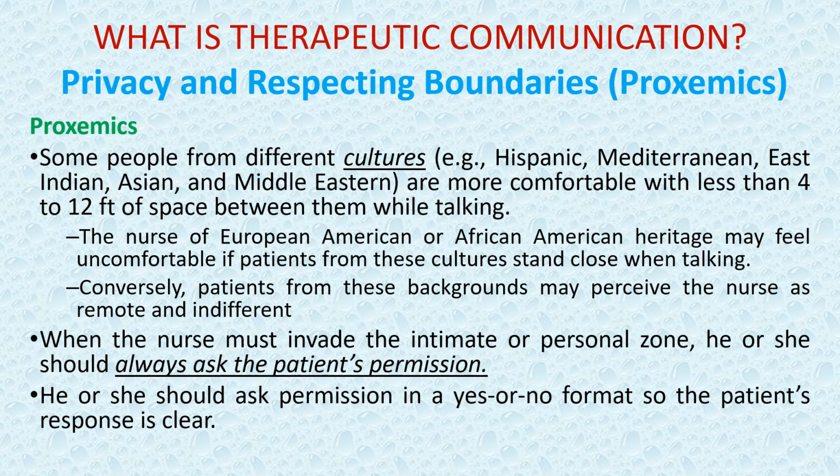So these are the zones. In proxemics, the cultural aspect should also be kept in mind. For example, Hispanics, Mediterranean, East Indian, Asian, and Middle Eastern people are more comfortable with less than 4 to 12 feet of space while talking.